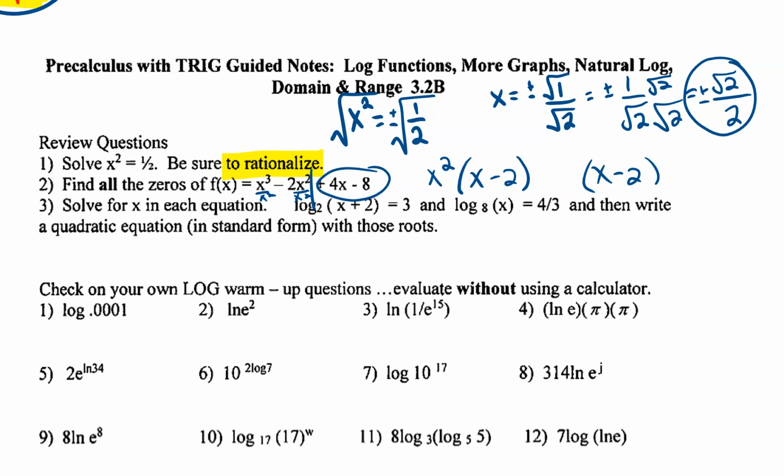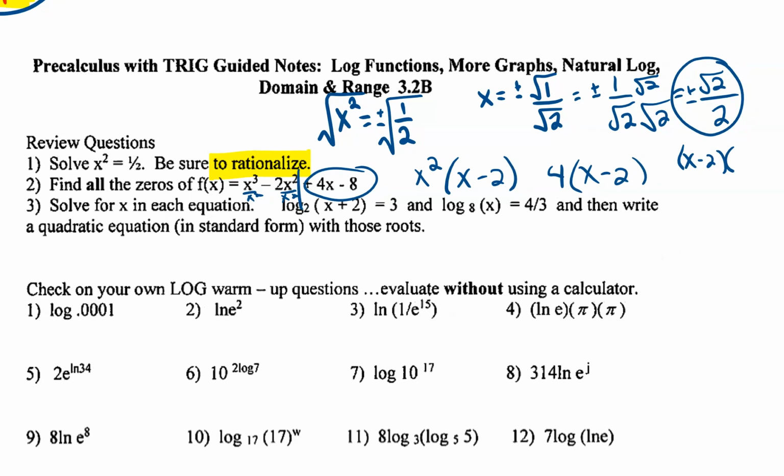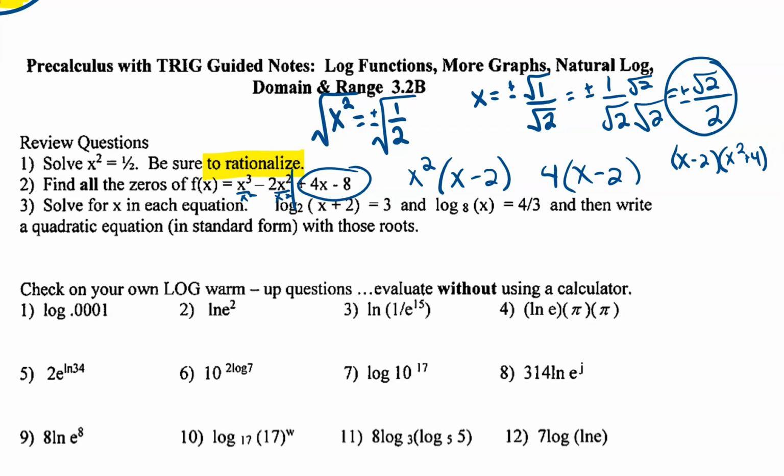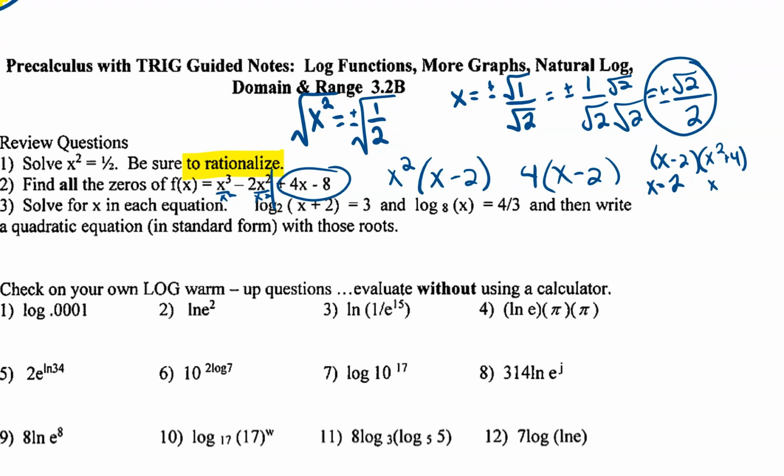And then I look at these two and I decide what I have to take out of 4x minus 8 to get the x minus 2. And that's a 4. So one of my factors is x minus 2, and the other factor is x squared plus 4. Then I set each of those equal to 0. So x is going to equal positive 2. And then x squared equals negative 4.